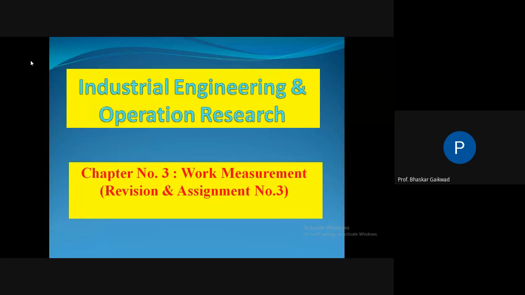Job evaluation means deciding the worth of jobs, and merit rating means deciding the performance of the work. For any job being done in the workshops, foundry, or machine shops, how can we decide the value of that job? According to that, we can decide the wage system and salary system. For this purpose we require job evaluation.